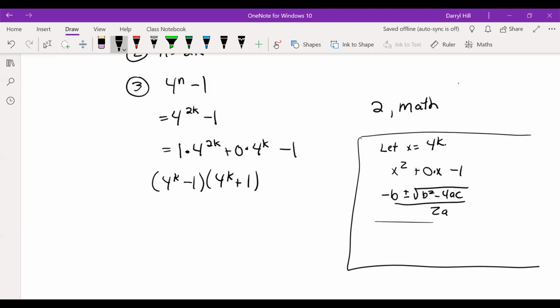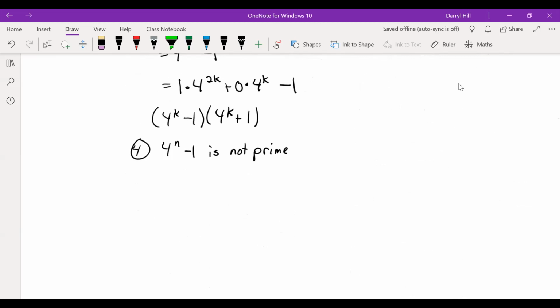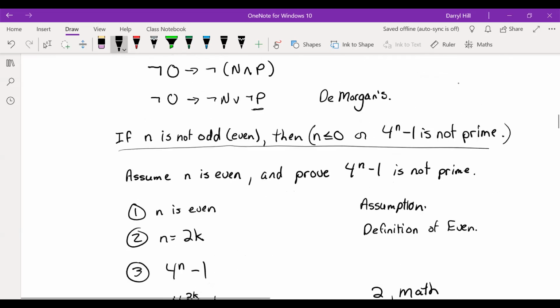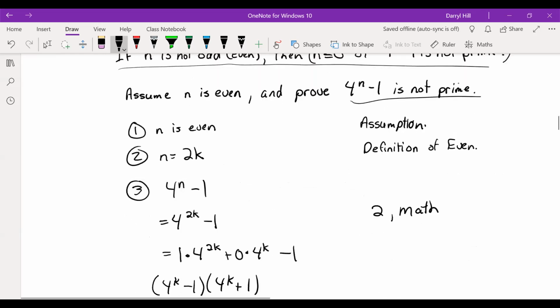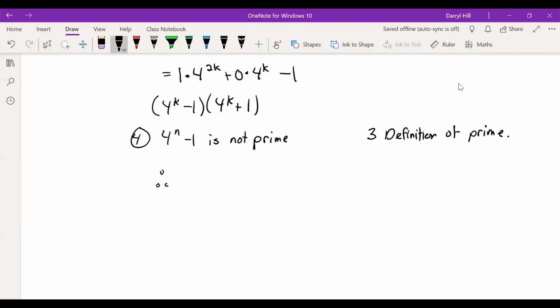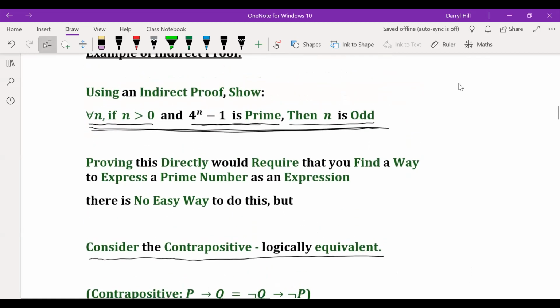So yeah, so now we've shown through difference of squares that 4 to the n minus 1 is not prime. And we would say, according to the definition of prime, and step 3. So yeah, so we've proven what we wanted to prove. Yeah, excellent. No, that's great work, guys. I have to review my difference of squares apparently, but great. So yeah, so therefore we've shown through our indirect proof using our contrapositive that this is true.